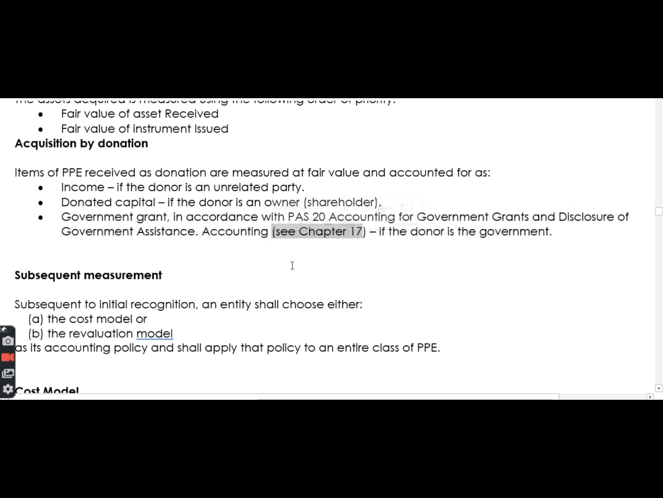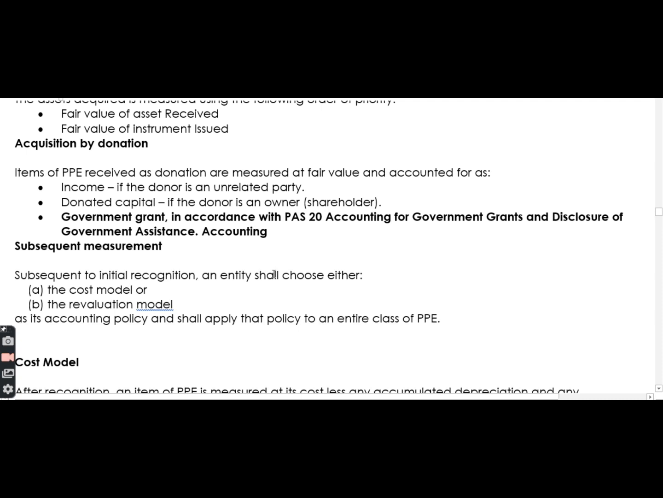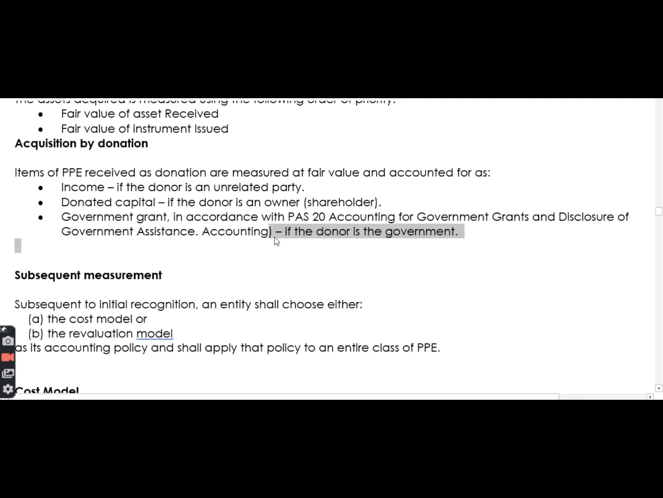So we are going to apply PAS here. We're going to use PAS 20, if the government is the one who donated to us. So that is our consideration here.